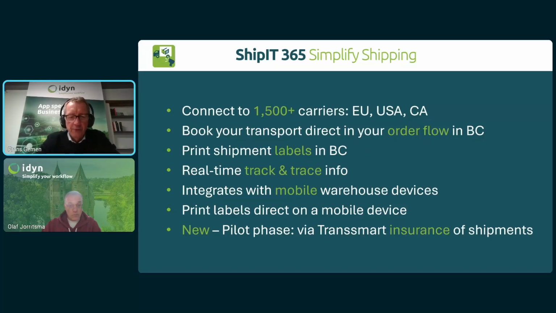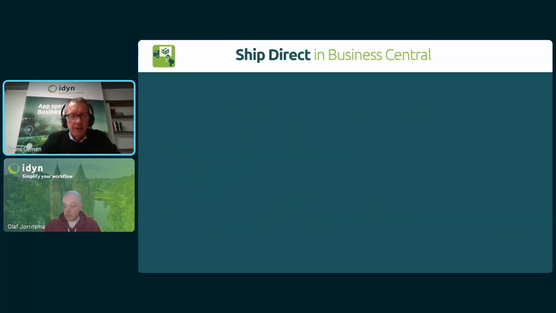Also something new from Transmart. That's one of the portals of Enshift, so you can do the insurance of your shipments directly through ShipIT in Business Central. If you want to have extra insurance due to the value of your goods, you can manage that as well on a shipment basis.